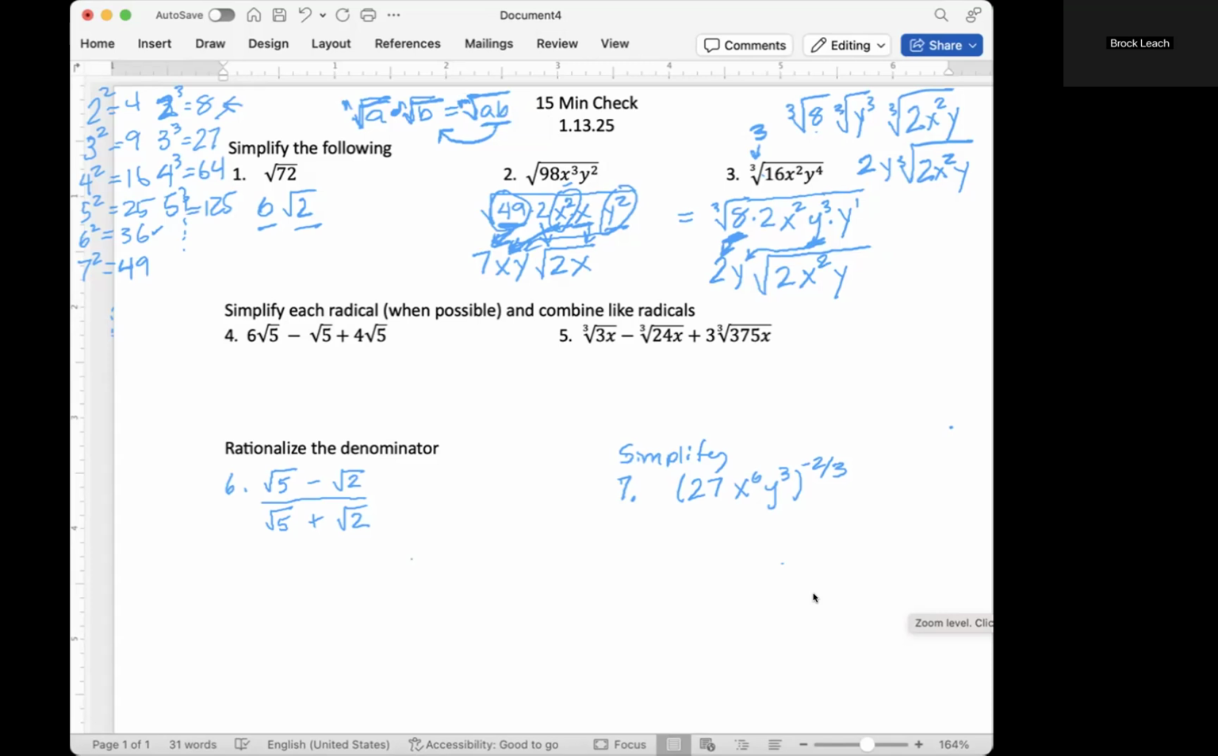However, with addition, we can only add or subtract these if they have the same index and the same number underneath, which we call the radicand. If we have the same stuff, a product of numbers or variables underneath, we can add or subtract them, but we're adding and subtracting the coefficients.